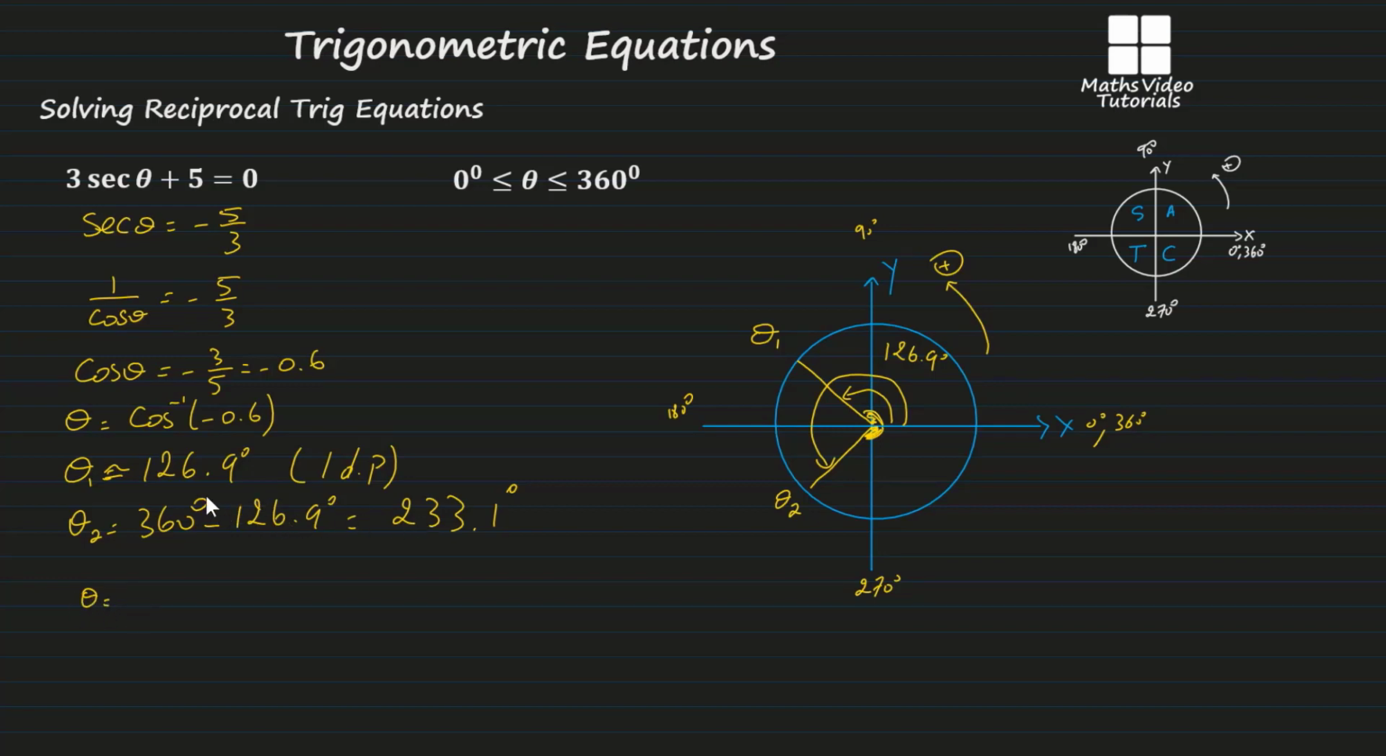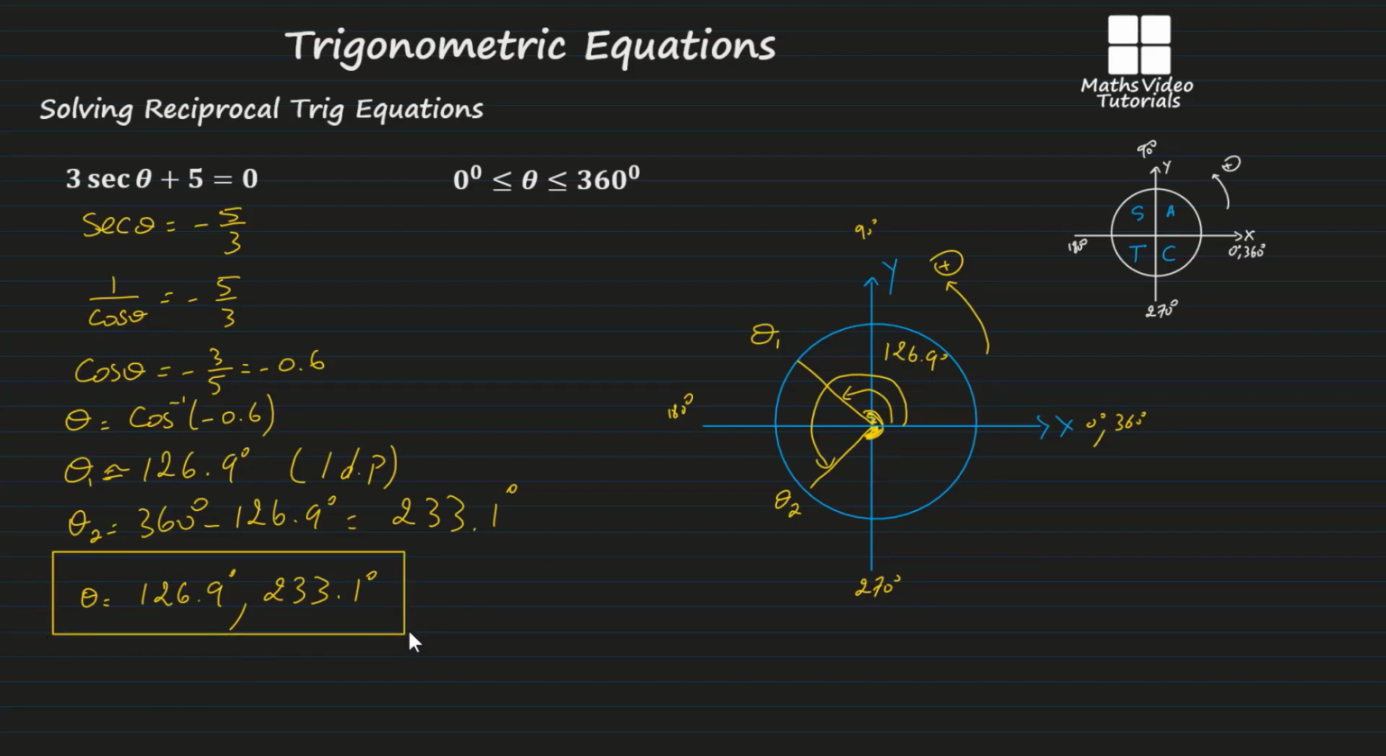Usually we start with the smallest value. In this case it is 126.9 degrees, and then a comma between all the angles. In this case we have only two angles, 233.1 degrees. And that is the answer to our equation.